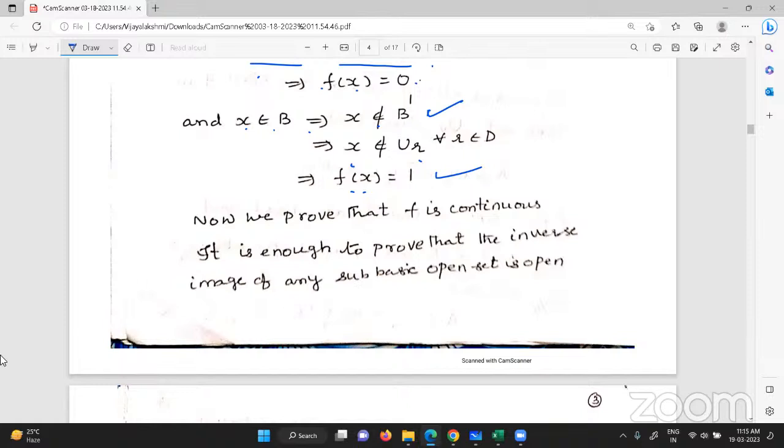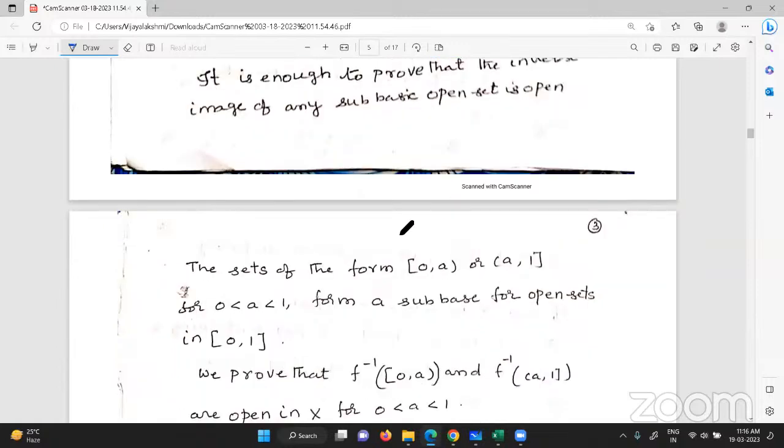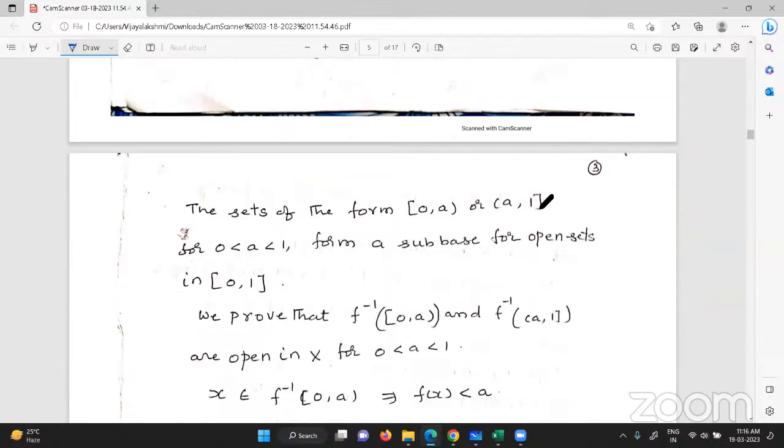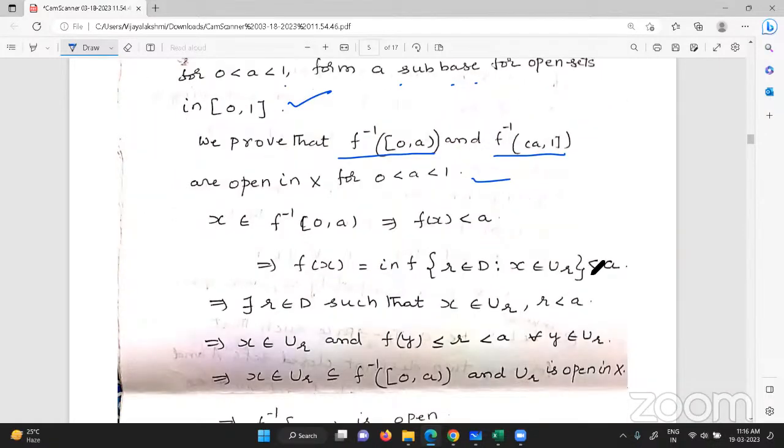So if you want to prove f is continuous, it is enough if we prove that the inverse image of any subbasic open set is open. I prove that the inverse image of any subbasic open set is open. So the sets of the form 0A or A1 for 0 less than A less than 1 will form subbasic open sets in 0, 1. I prove that f inverse 0A and f inverse A comma 1 are open in X. I'll prove that they are open intervals.